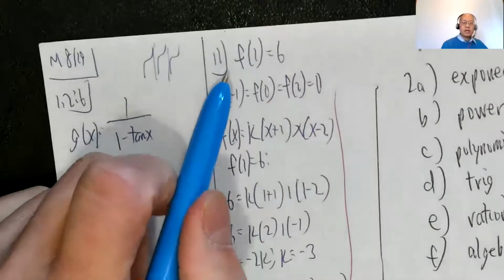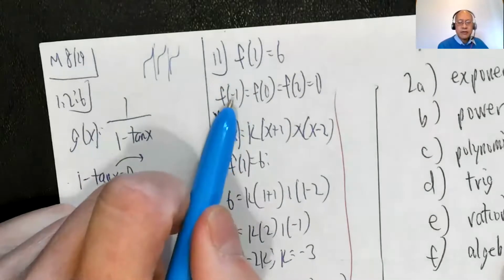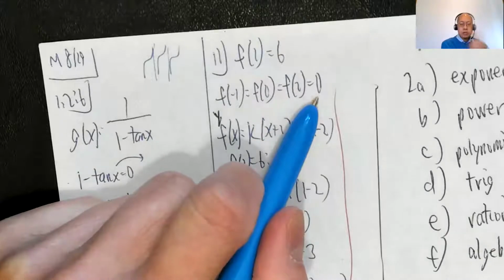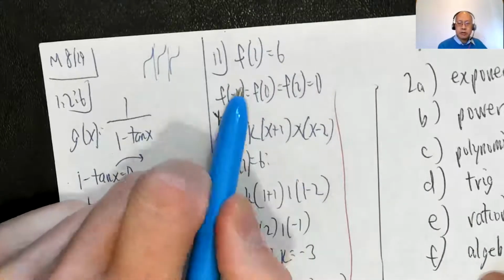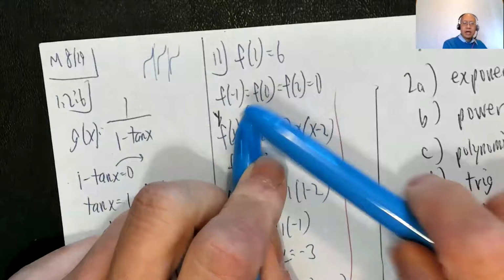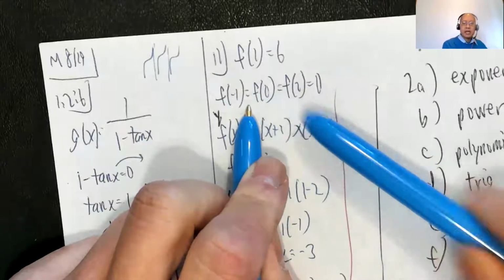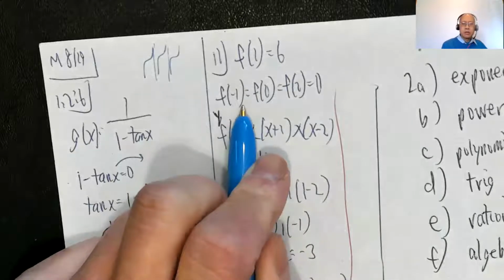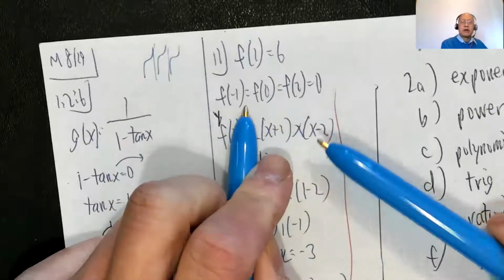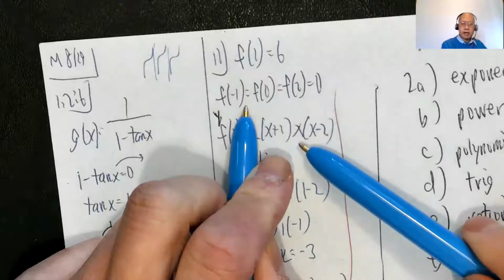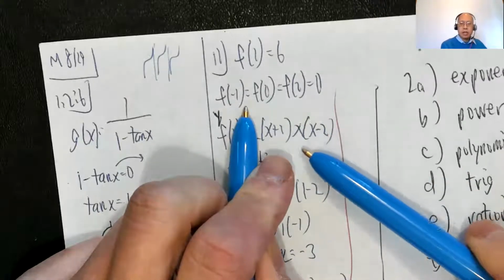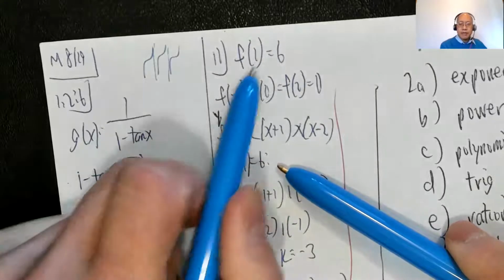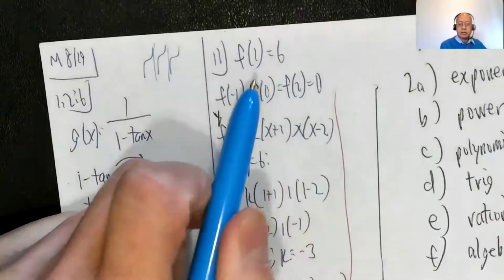Okay, number 11 says f of 1 is 6, f of negative 1 equals f of 0 equals f of 2 equals 0. Okay, so if it's going to be a polynomial where these are zeros, that automatically gives me x plus 1, x, and x minus 2, right? So all of these give me 0. If I plug in negative 1, I get 0. If I plug in 0, I get 0. If I plug in 2, I get 0. But now there's a k in front. Why the k? Because I have to account for the fact that f of 1 is 6.